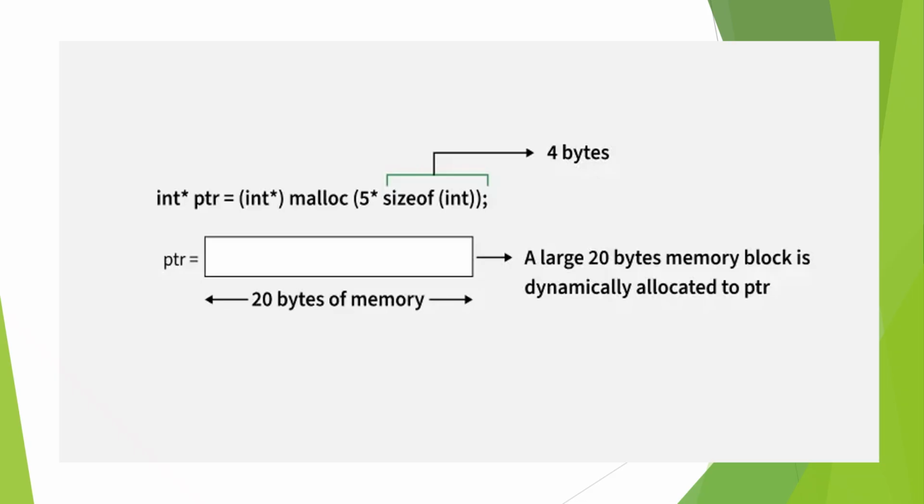Here the variable is an int pointer. For that I am allocating 4 bytes of memory, 4 bytes each. So it creates one block of memory which contains 5 elements of 4 bytes each, a total of 20 bytes of memory. So now it is created. A large 20-byte memory block is dynamically allocated to the pointer.